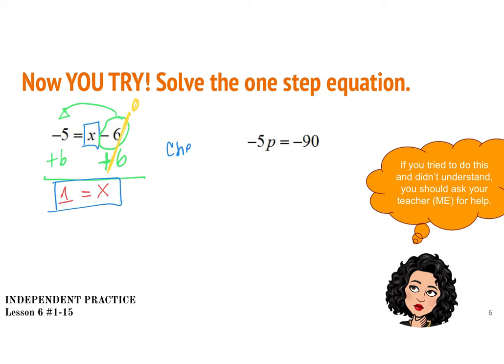You can check your answer by plugging in what you have. -5 is equal to 1 minus 6. Well, 1 minus 6 is equal to -5. This is a true statement, so my answer is correct.